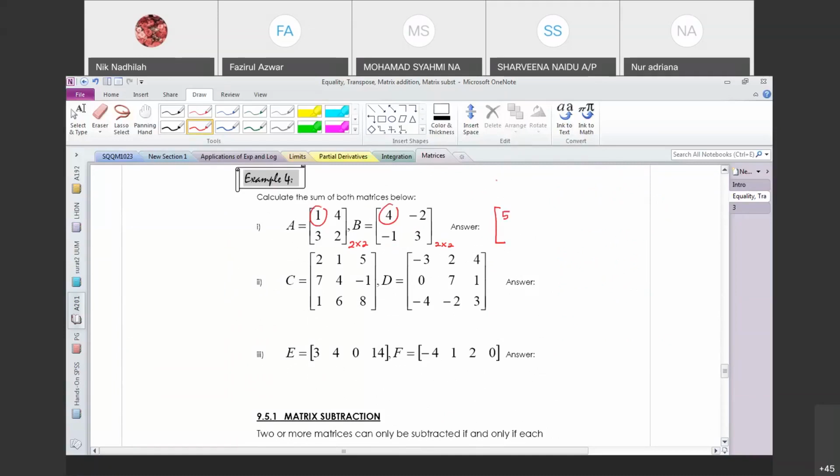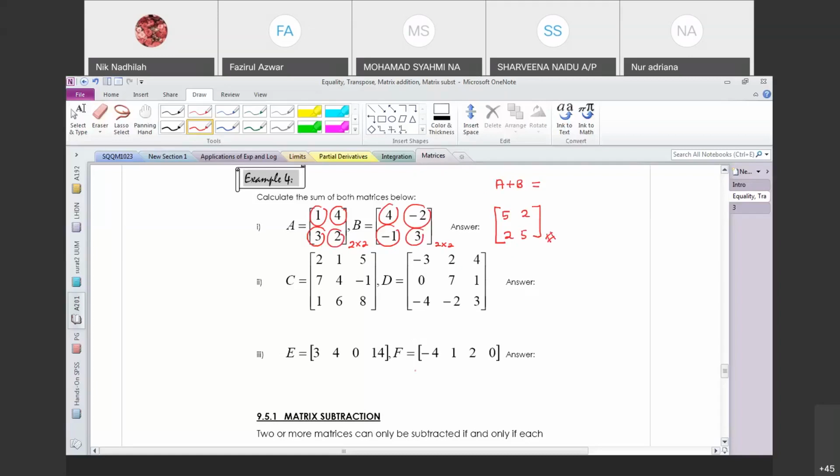Okay, this is A plus B. And then 4 plus negative 2. This is 2. 3 plus negative 1. This is 2. And finally, 2 plus 3, 5.